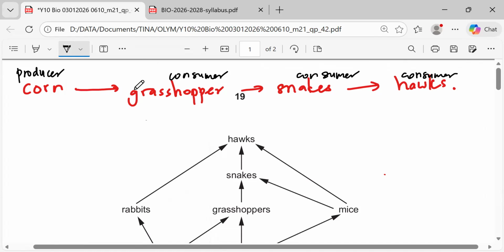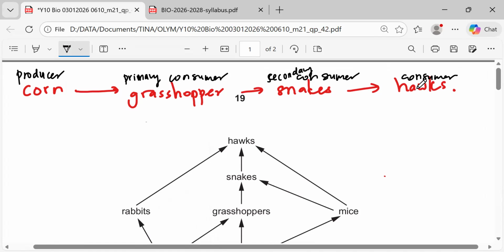Because the grasshopper is the first consumer, it's called primary consumer, secondary, tertiary. If there's another one, it's called quaternary consumer. Usually it doesn't go up more than that. Now, trophic level is which level they are at. So this is the first trophic level. This is second, third, and fourth.